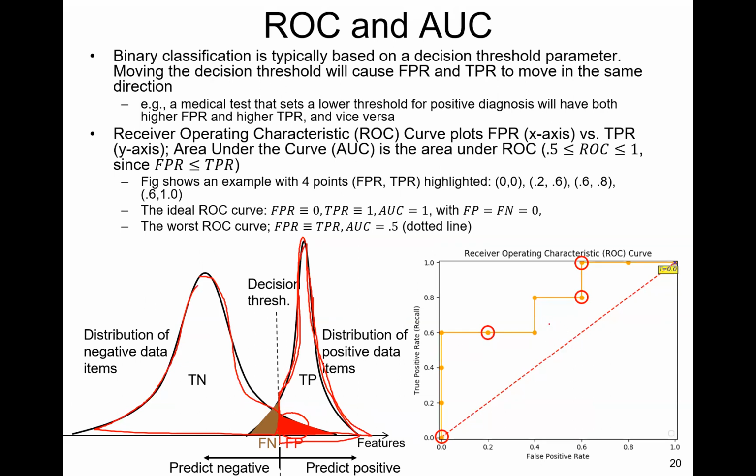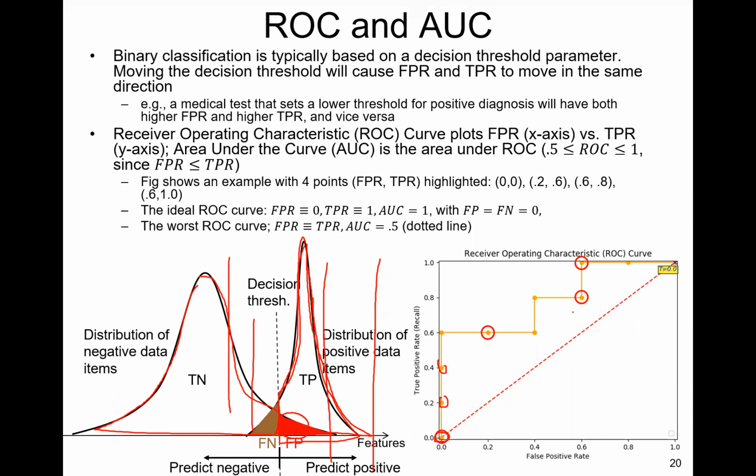So imagine the threshold is over here, then both the true positive rate and false positive rate will be 0. That's this point. As you move it gradually to the left, maybe in here, then the true positive rate will go up, while the false positive rate is initially still 0, and gradually you have a false positive rate higher than 0. And as you move it more and more to the left, you will have this ROC curve of FPR versus TPR.